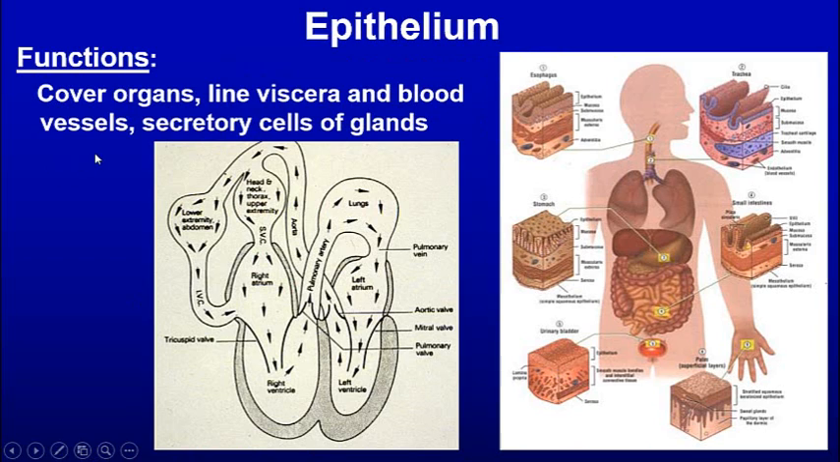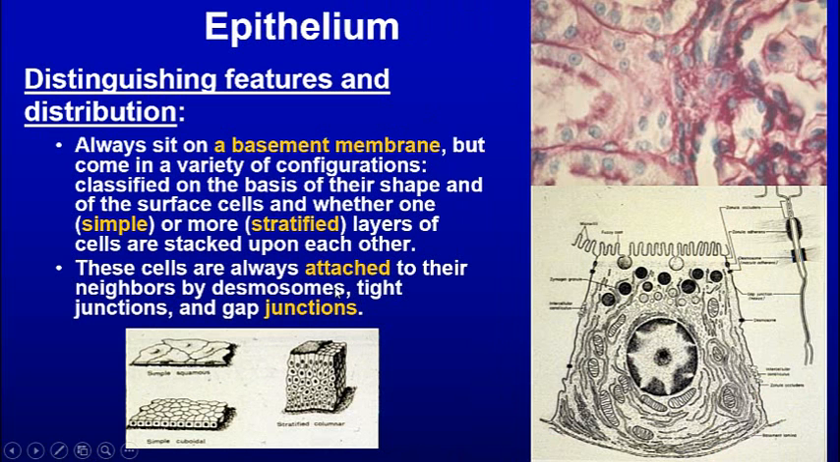So if we look at epithelium, that's one of those types of cells. It covers organs. So on the outside of your kidney or liver or the lungs, you would have that, and also lining viscera, lining the cavities, lining blood vessels, and the secretory cells of glands. All those are epithelium. So here we see the cardiovascular system. You would have epithelial cells lining the entire surface of it. A distinguishing feature is that all the cells sit on the basement membrane.